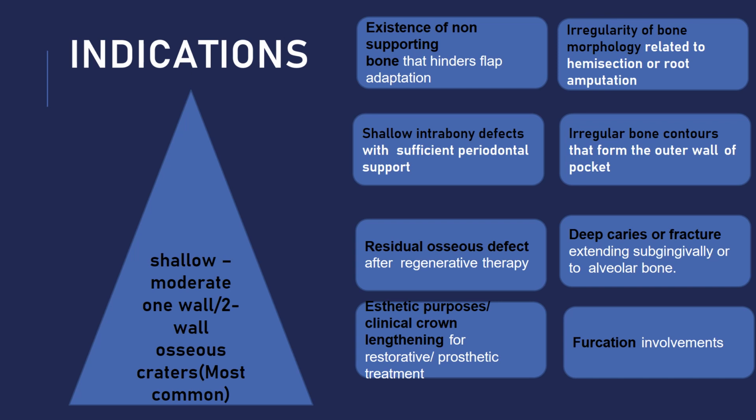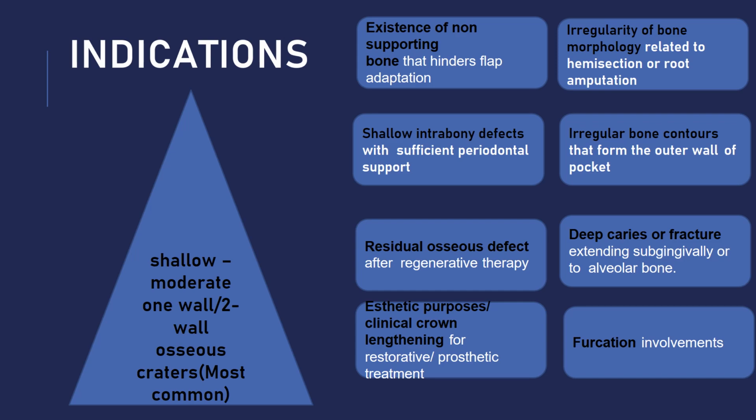So these are the indications for osseous resective surgery. The main indication is shallow to moderate defects. Other than that: non-supporting bone hindering flap adaptation, irregularity of bone morphology related to hemisection or root amputation, shallow intrabony defects with sufficient periodontal support, irregular bony condyles that form the outer wall of the pocket, residual osseous defect after regenerative therapy, deep caries or fracture, aesthetic purposes, and furcation involvements.